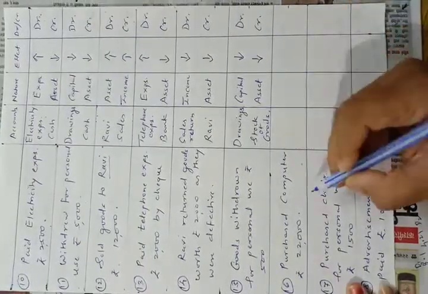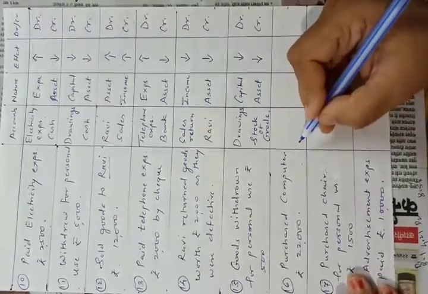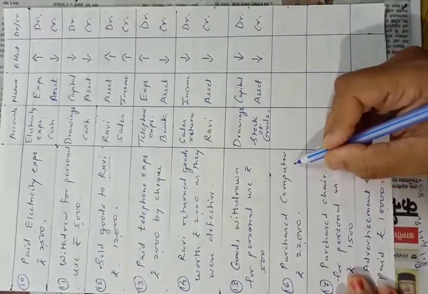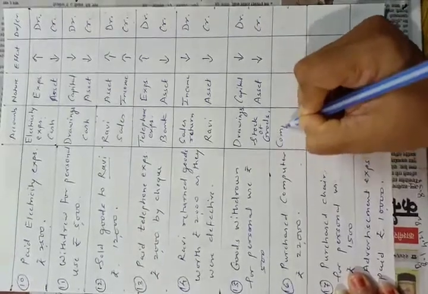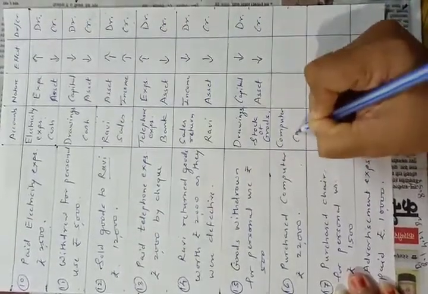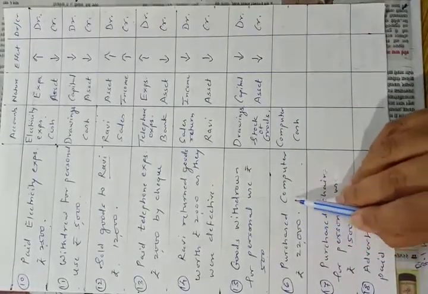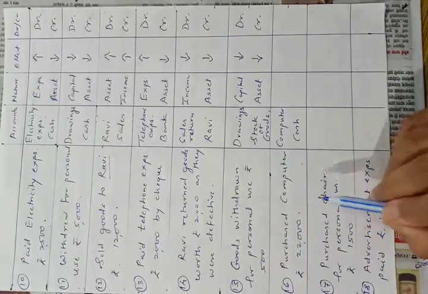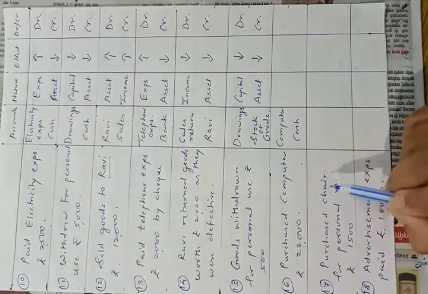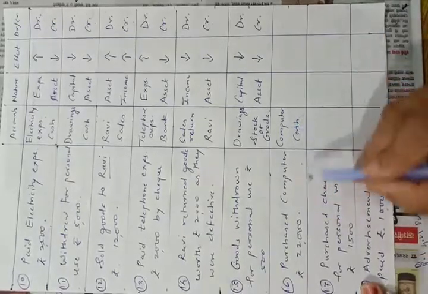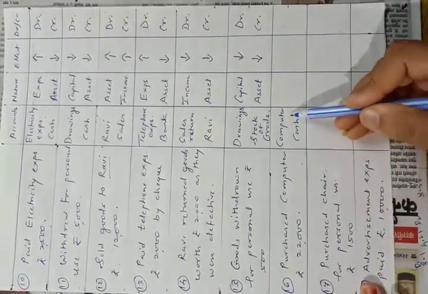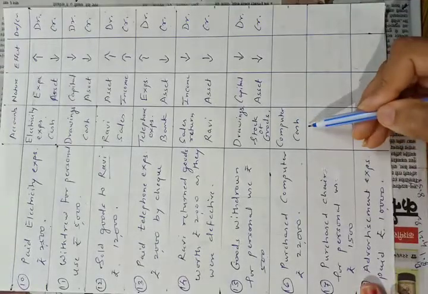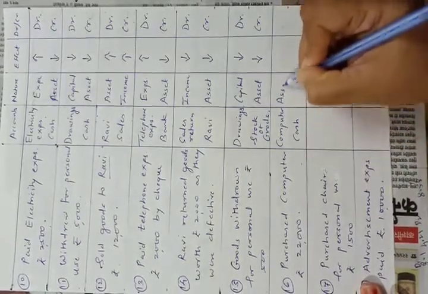Now purchased computer rupees 22,000. Here we are purchasing computer, so one account will be computer account and second account will be cash account. Purchases account will not be involved here. Purchases account will be involved only in case of purchase of goods. Okay. Here we are purchasing asset, that is computer. So one account will be computer account and second account will be cash account. Both are our assets.